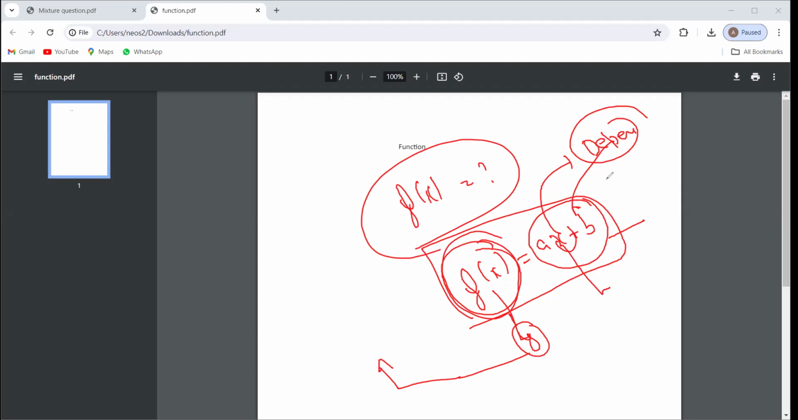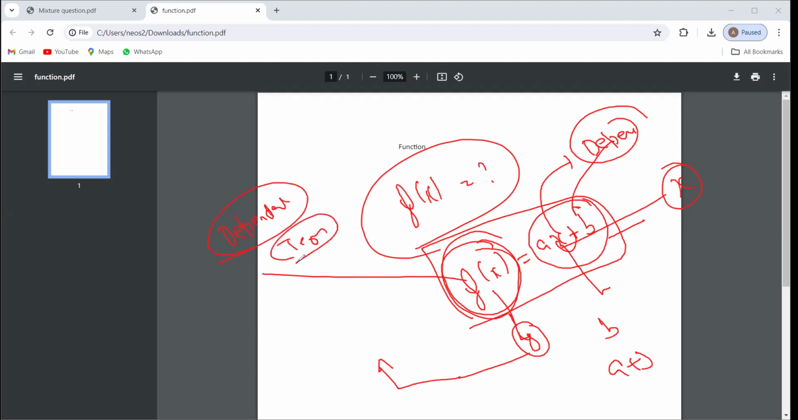For example, if I'm putting x equal to 0, this will be b. If I'm putting x equal to 1, this will be a plus b, right? So its value is changing on changing what? On changing x. So can I tell this is a dependent term, not function, dependent term, right? And x is independent, right? You can change the value of x, whatever you want to do.